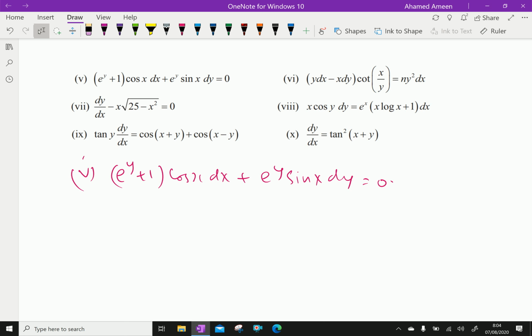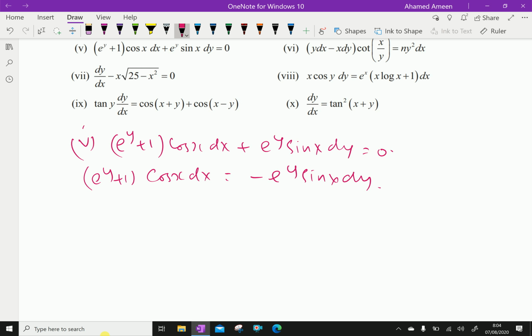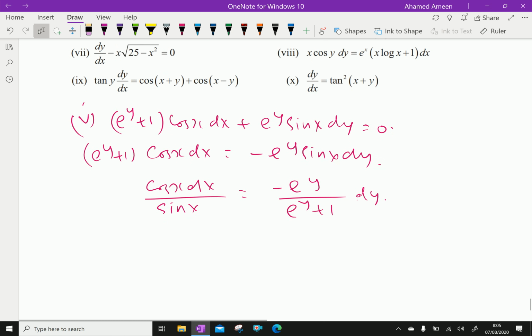Now, separating the variables. Here, cos x dx, first we'll write e power y plus 1 equal minus e power y sin x dy. Now, separating the variables, we can write cos x dx over sin x equal minus e power y over e power y plus 1 dy. Now we separated the variables.